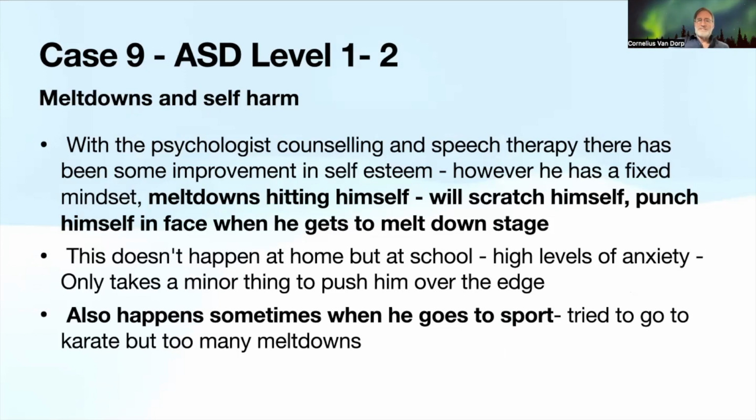Very fixed mindset. And on his meltdowns, when he gets stressed, he starts hitting himself, scratching himself, punching himself in the face. It doesn't happen at home, but at school. And it also happens sometimes when he goes to sport. He tried to go to karate, but too many meltdowns, and he started punching himself instead of the other fella.